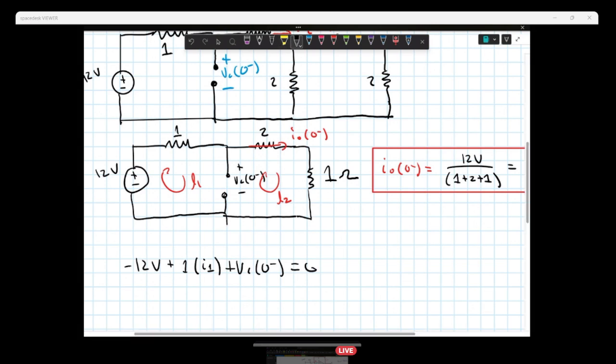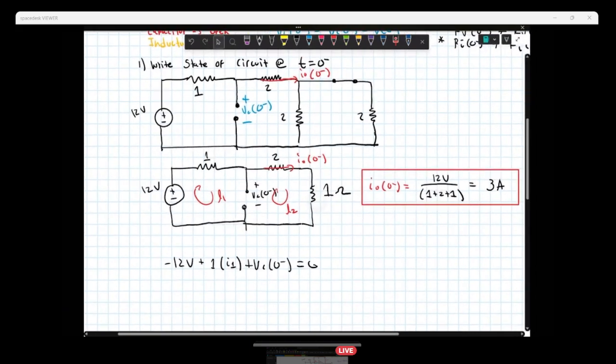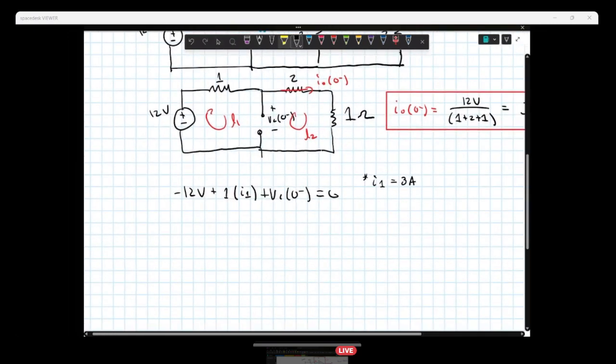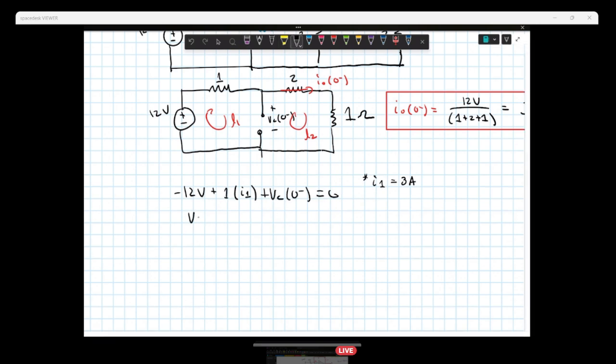And I1 is the same current in both loops, because there's no current division, right? So we know that I1 is equal to 3A. That means you get VC of 0 minus will equal 12 volts minus 1 times 3A.